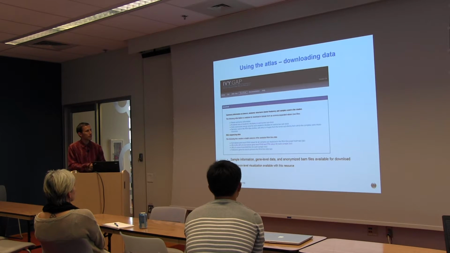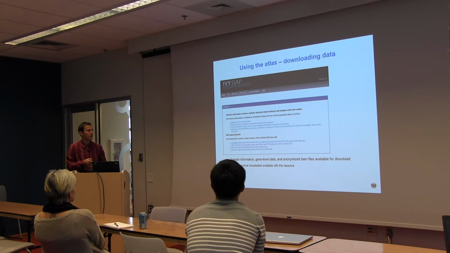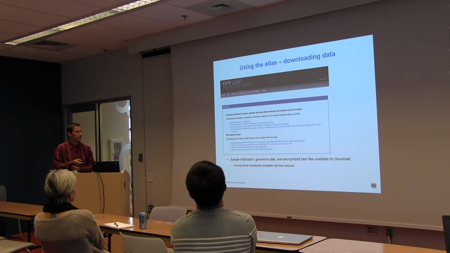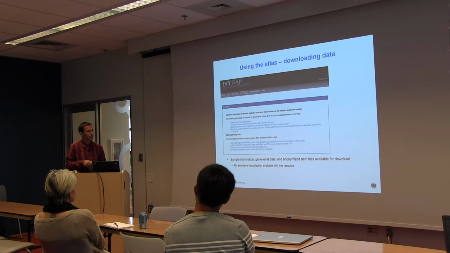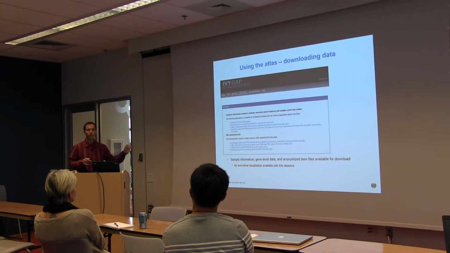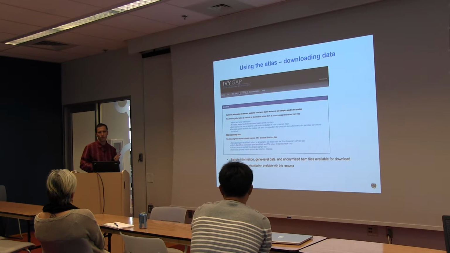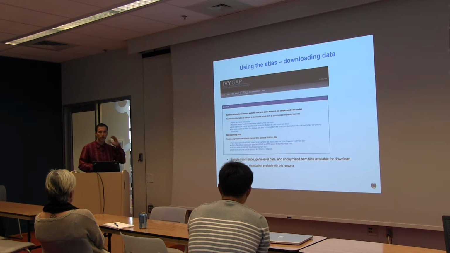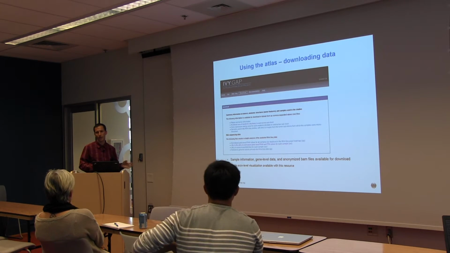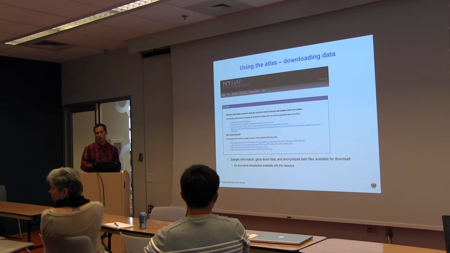Okay, and here you can download the data, again from the download site. You can get any of the sample information, gene level data, and then the anonymized BAM files, and other information about the tumors available here. And for this resource, there's a lot of other information available about the tumors. I think there's MRI on the patients with the tumors in their head that you can get through the IVY GAP resource if you want to.